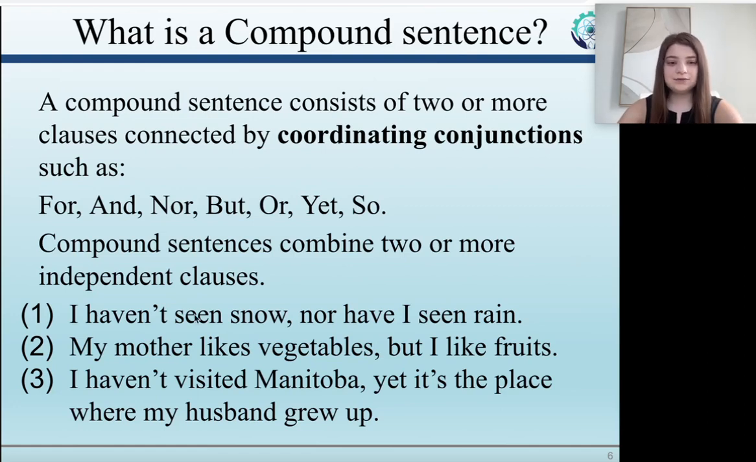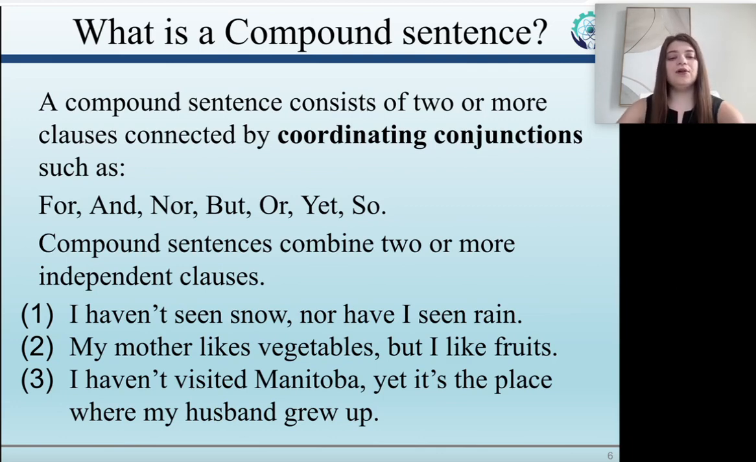What is a compound sentence? A compound sentence consists of two or more clauses connected by coordinating conjunctions. What are coordinating conjunctions? They're words such as for, and, nor, but, or, yet. Compound sentences combine two or more independent clauses, right? We haven't gone into detail about what an independent clause is, but an independent clause is a clause that can be a sentence on its own, right?